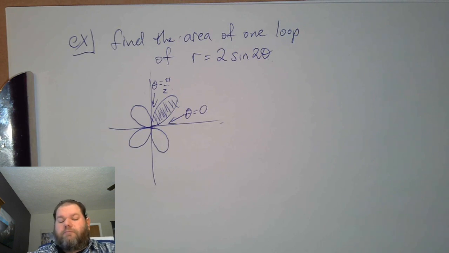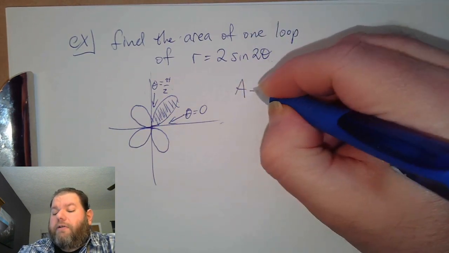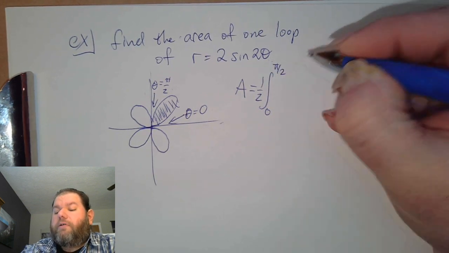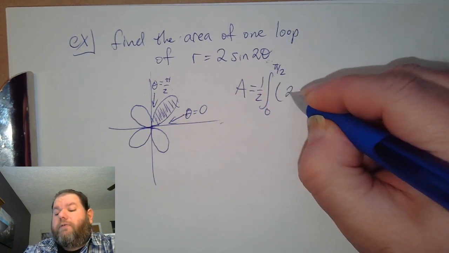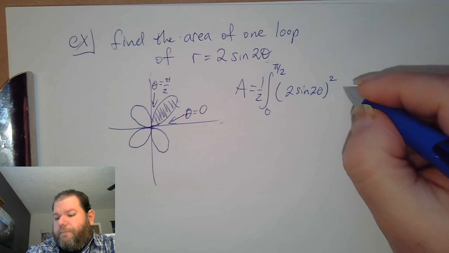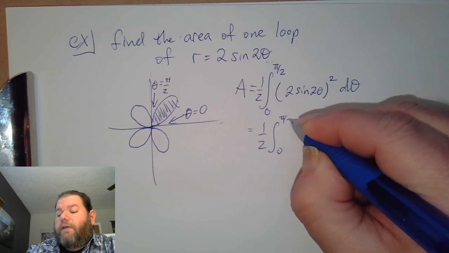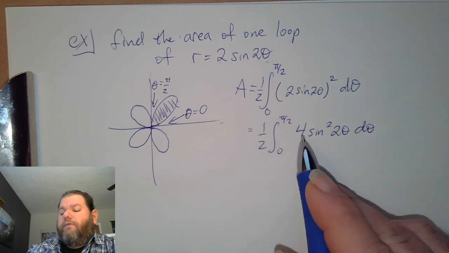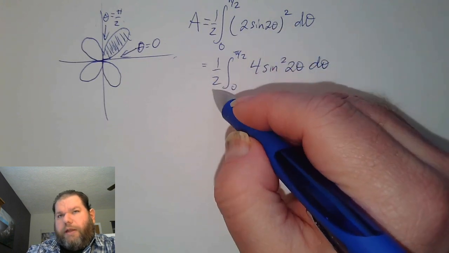Okay. So we want our area. Let's see, we'll integrate. We have a 1/2, of course, from 0 to pi over 2. And we have our function r being squared. So 2 sine 2 theta in parentheses squared, d theta. So we'll go ahead and square everything inside. So it's 4 sine squared 2 theta. And the 4 we can bring out with our 1/2. 1/2 of 4 is 2.